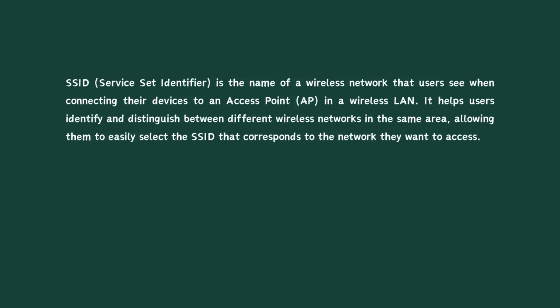SSID, Service Set Identifier, is the name of a wireless network that users see when connecting their devices to an access point in a wireless LAN. It helps users identify and distinguish between different wireless networks in the same area, allowing them to easily select the SSID that corresponds to the network they want to access.